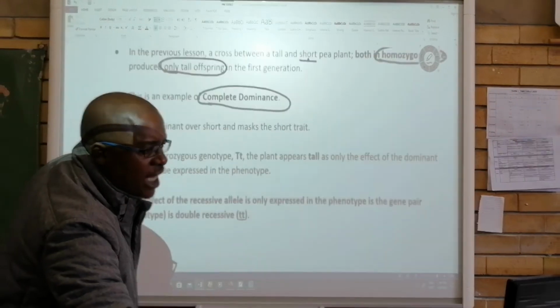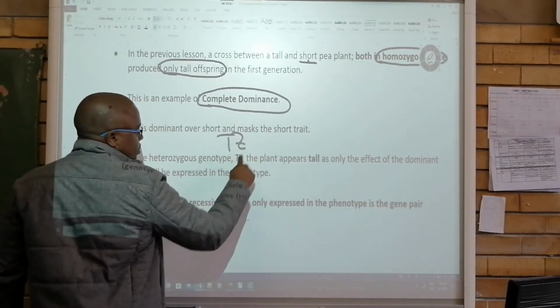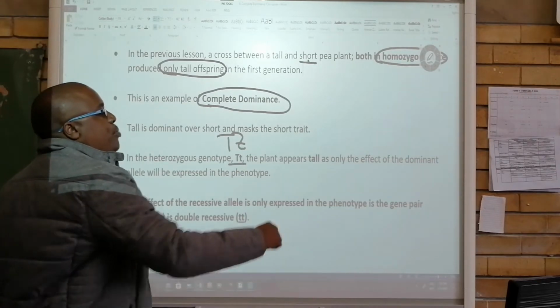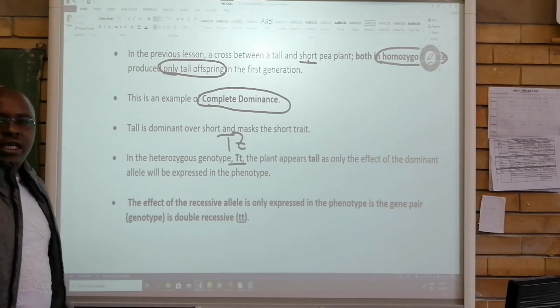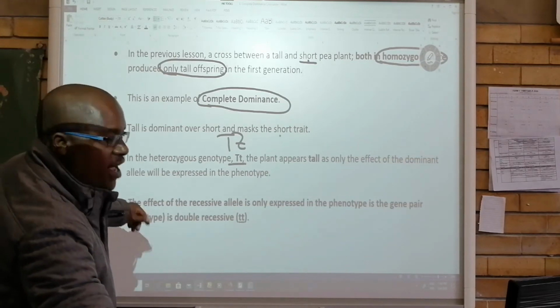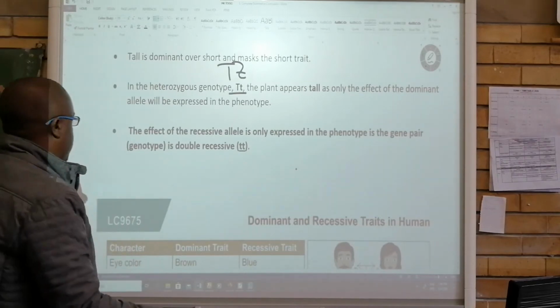Now, in the heterozygous genotype, this is your heterozygous genotype, the plant will appear tall. Only the effect of the dominant allele will be expressed in the phenotype. And the effects, now listen to this. Why did I do this conclusion? Because of this.